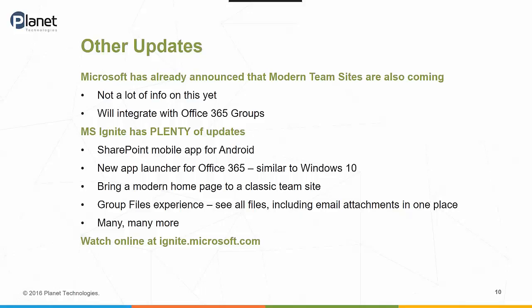They also announced that you can bring a modern home page to a classic team site. So again, one of those areas where what does that exactly mean? Give us some more info. And then they announced changes on groups as well, group files experience. So a lot of organizations are struggling with, do we go with groups, do we go with SharePoint? But it looks like they're getting integrated more and more. So for group files, you can see all of your files, including email attachments, in one place. So that sounds like that would be something that's really exciting for a lot of users. They no longer have to go from place to place to get all of that information. Ignite is a massive conference.